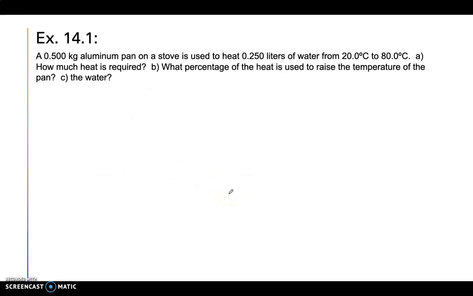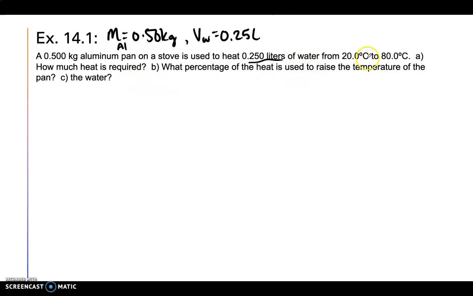All right, so let's go ahead and go into our first example, 14.1, and it is a little bit long, but it's got a lot of aspects in it. So we're going to walk through this, at least get started in this video. Okay, so we have an aluminum pan on a stove, and that has a mass of 0.5 kilograms, and it's used to heat 0.25 liters of water. So this is the mass of the aluminum pan, I'm going to put AL. Actually, this is a volume, right? Because it's in liters. So my volume of water is 0.25 liters.